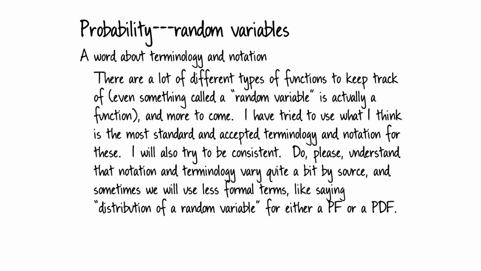Okay. So I do want to pause for a second to say a word about terminology and notation. I did a little bit of a search on the internet and tried to find what the standard terminology and standard notation for all of these entities in probability is. And it turns out there isn't one. There is a huge range of different terms that different textbooks use and different websites use, both formal terms and informal terms.